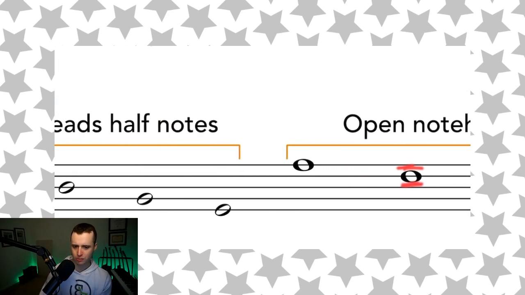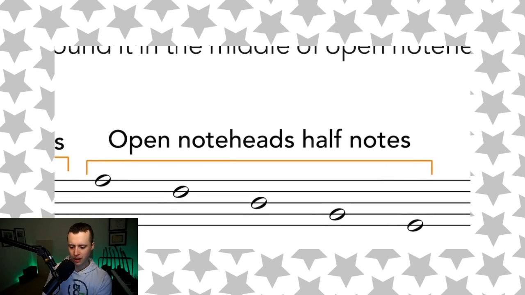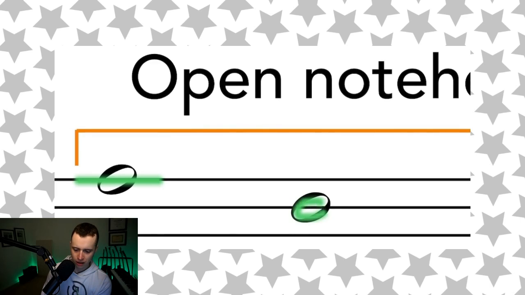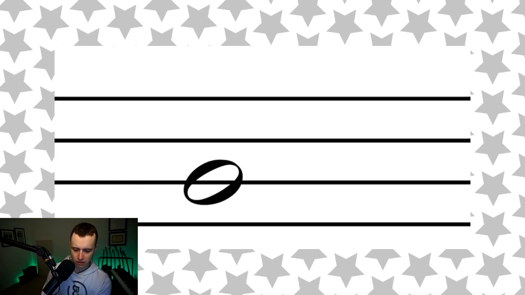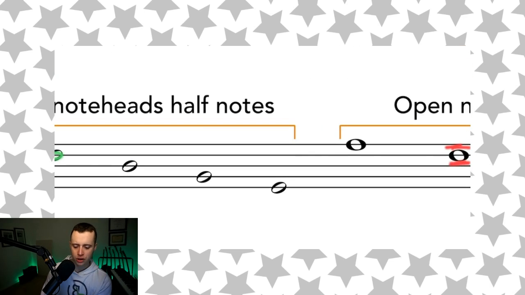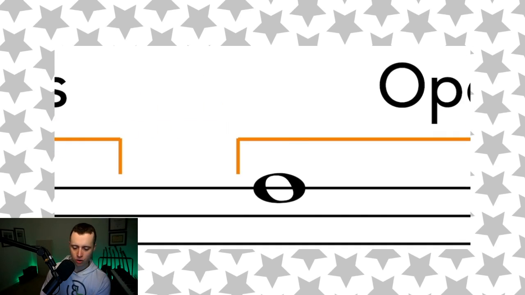And one more thing to point out for note heads written on lines is you can see the line of the staff going through the middle of the note head. You see that line going through the middle? Right here as well, the line going through the middle. And that's the same for open note heads for half notes and for whole notes. The line goes through the middle.